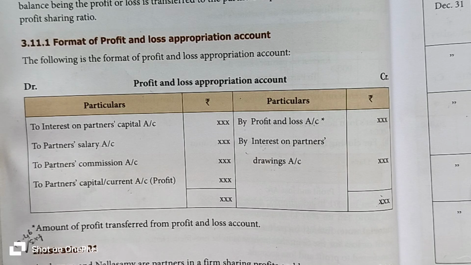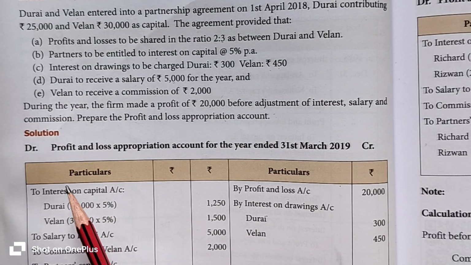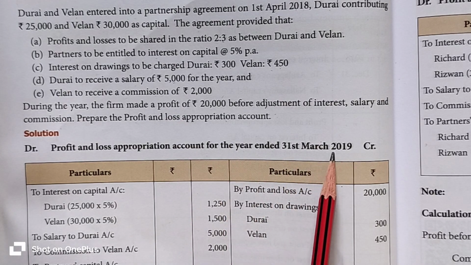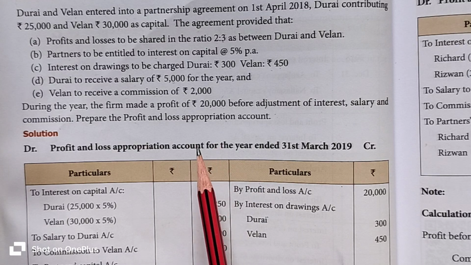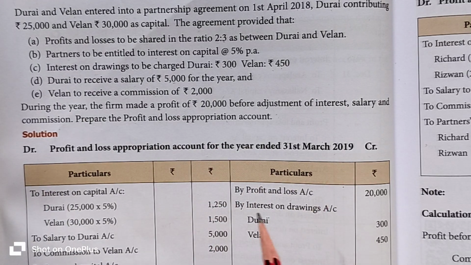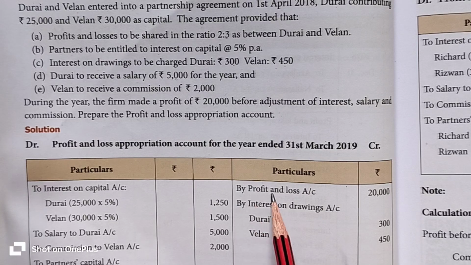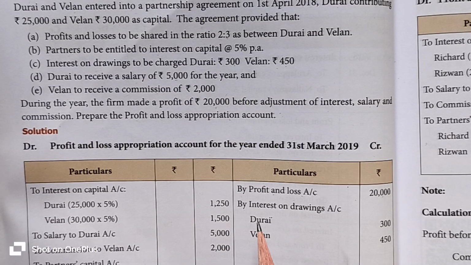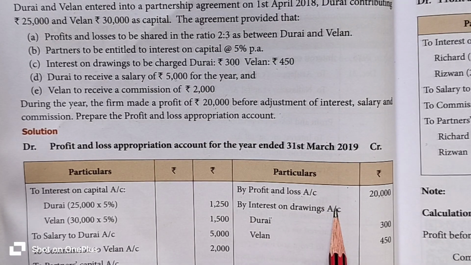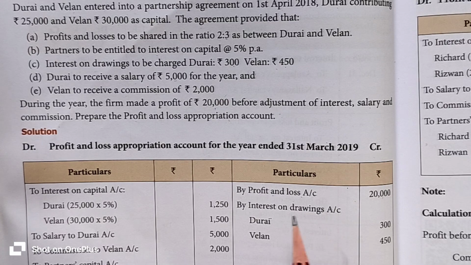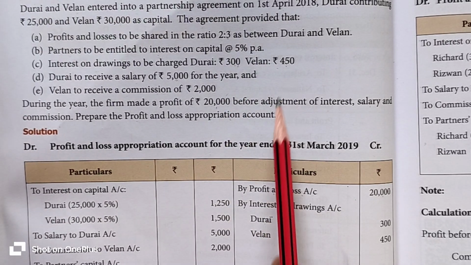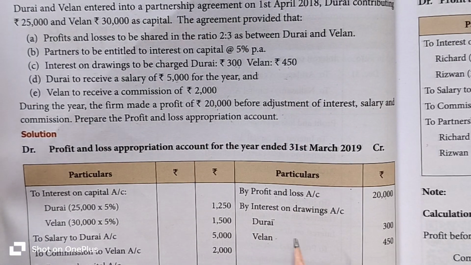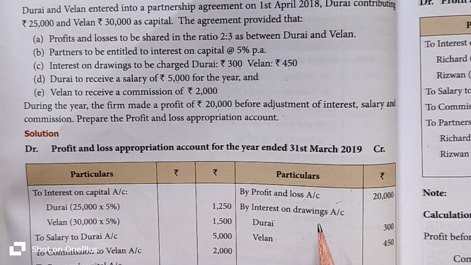As per the format, we first write the heading, that is Profit and Loss Appropriation Account for the year ended 31st March 2019, as given in the question. Debtor, creditor: first we enter on the credit side by profit and loss account 20,000 rupees, as given in the question. Then we write interest on drawing account on the credit side. Durai's interest on drawing is 300 rupees and Velan's interest on drawing is 450 rupees. These two entries will appear on the credit side.